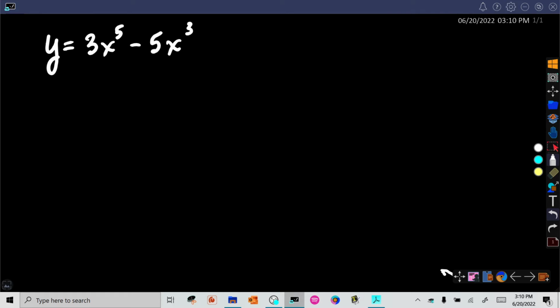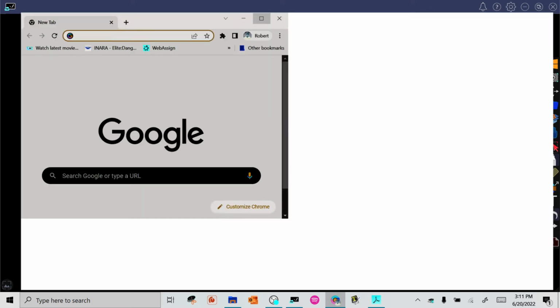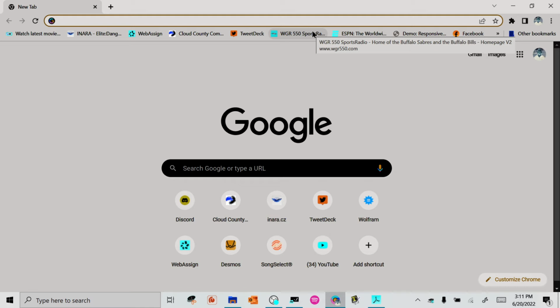Let's take a look at y is equal to 3x to the 5th minus 5x cubed plus 3. So what I'm going to do on this function, I'm actually going to graph it on Desmos so you can see specifically what it is that we're looking at here. Let's maximize this, and we'll go to Desmos.